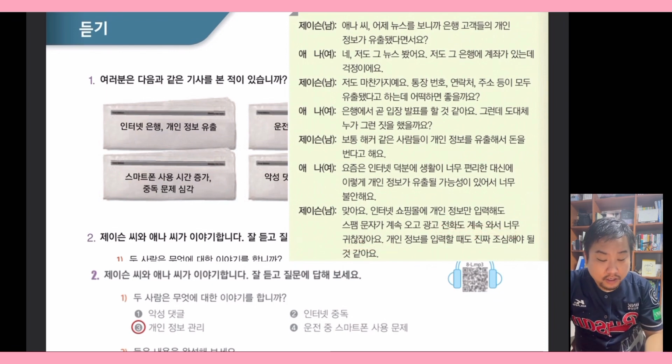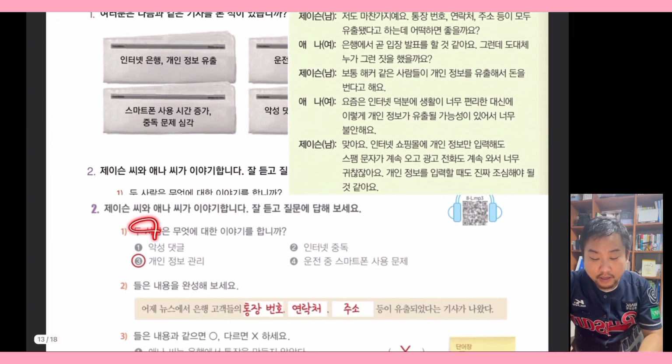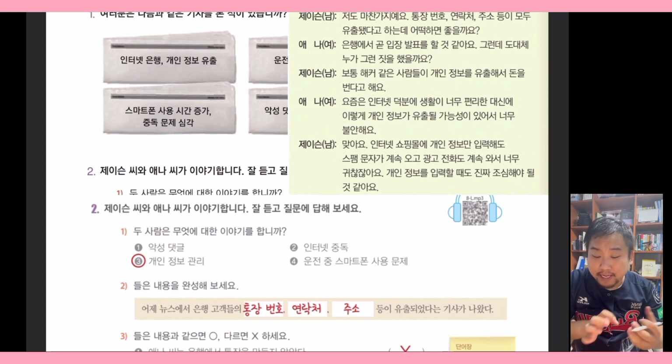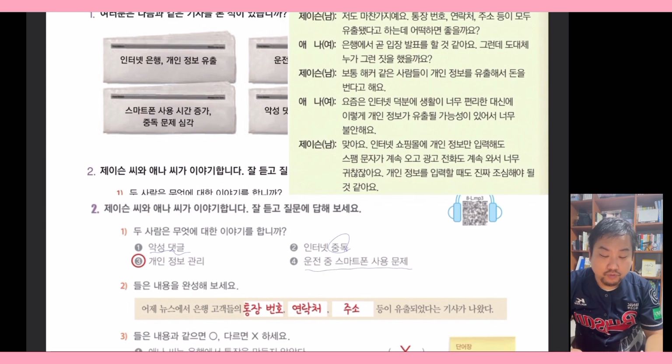It's so bad. So 개인정보를 입력할 때 when I put my personal information 진짜 for real 조심, care about 것 같아요. So 두 사람은 개인정보 관리 is managing personal information. So that is the answer. And number one, 악성 댓글 is a bad comment. 중독 is addiction. So it's 운전 중 스마트폰 사용 문제. So using smartphone while driving.